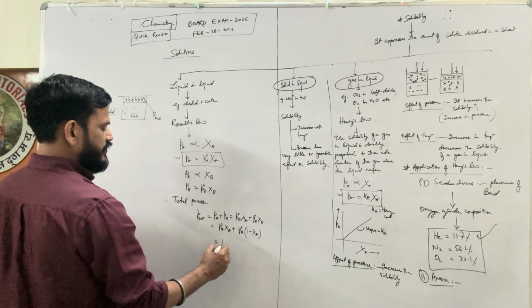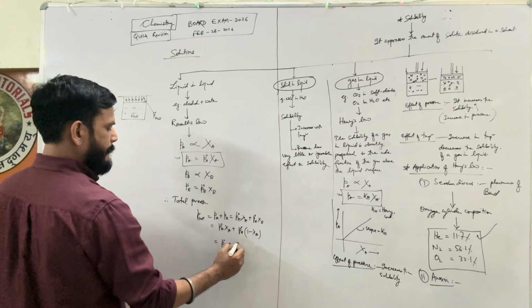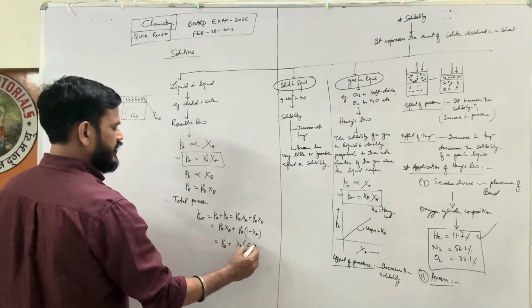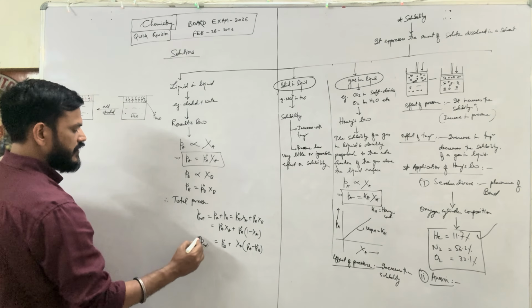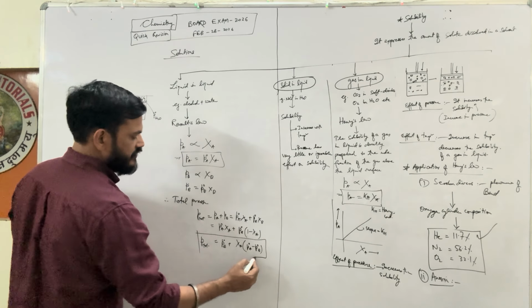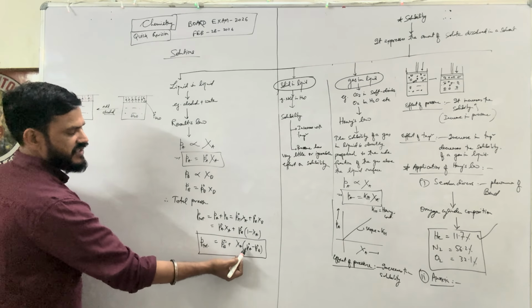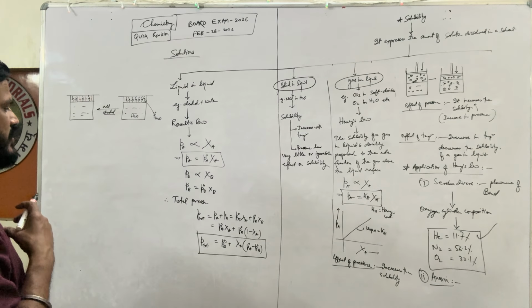So it can become P naught B plus chi A (P naught A minus P naught B). So you see, total vapor pressure can also be calculated if one of the mole fractions is known, chi A or chi B. So this is the usefulness of Raoult's law.